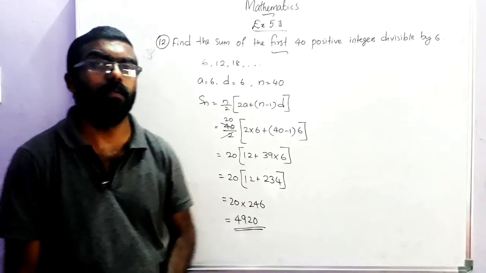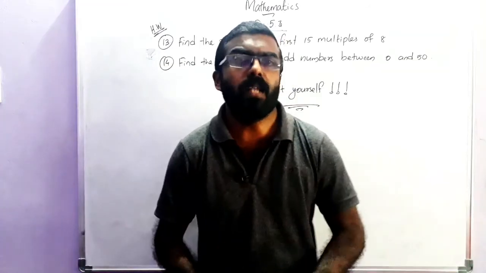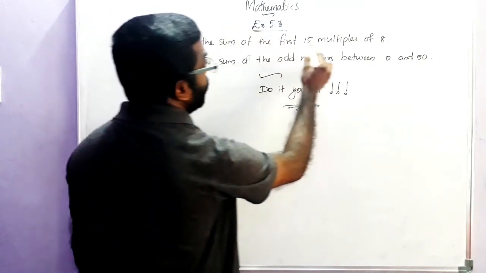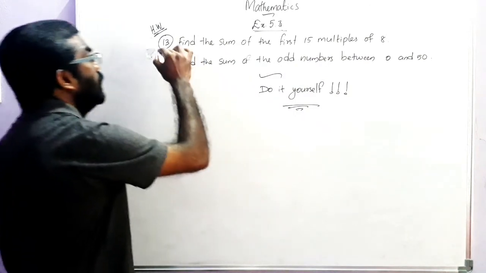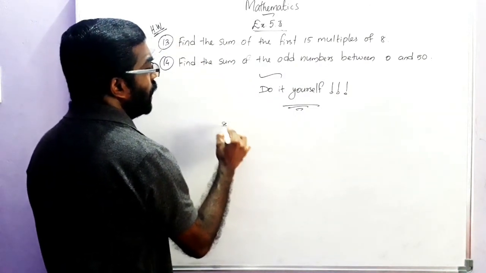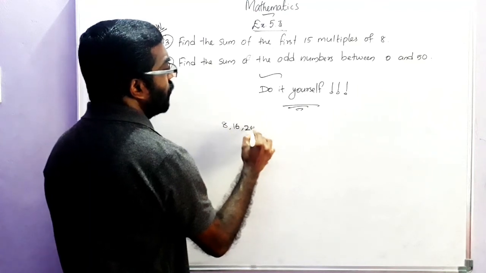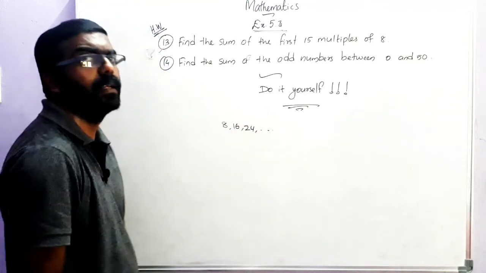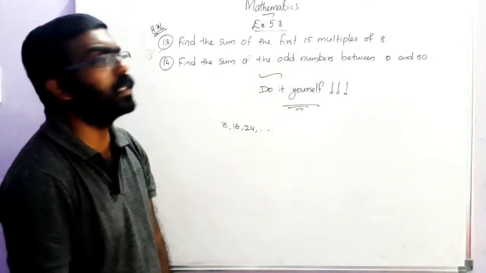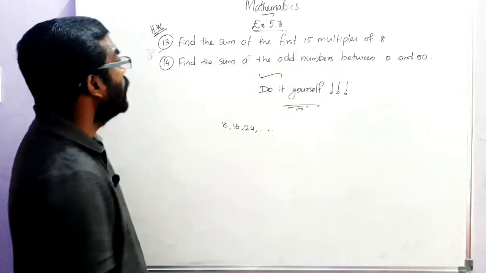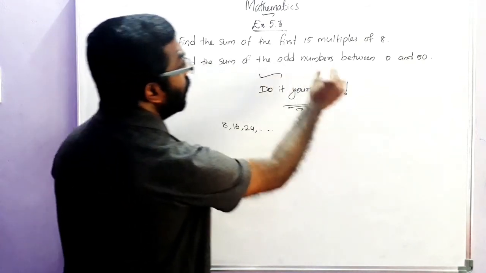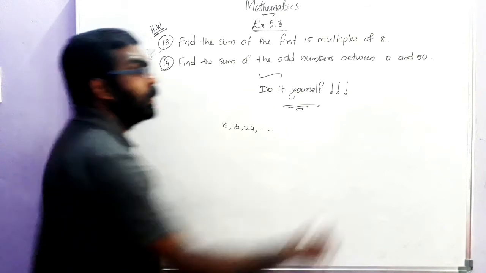4920. Understood? Now there are two more questions of the same model. One is find the sum of first 15 multiples of 8. So in this question you can write the AP as 8, 16, 24, etc. and you can find the sum. Okay, sum of first 15 multiples. So n is equal to 15. Clear?